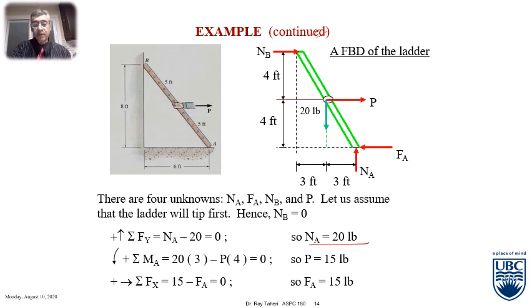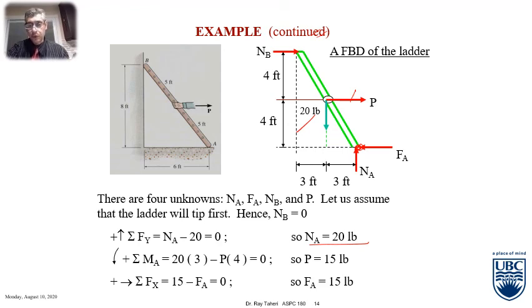If you're not familiar with the moment, it is equal to the force multiplied by the arm, or the distance to the point. So we assume the moment about point A should be equal to zero. Only two forces contribute here; this one is zero, and we have this one and this one.